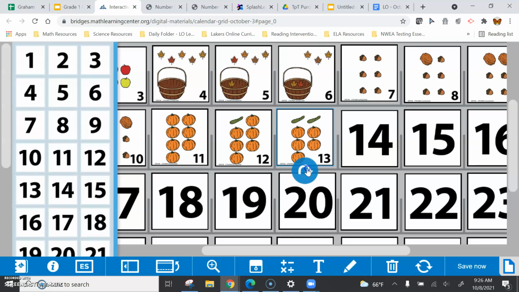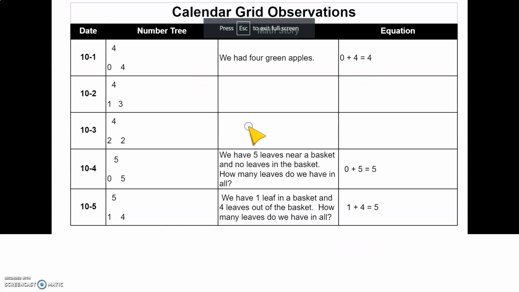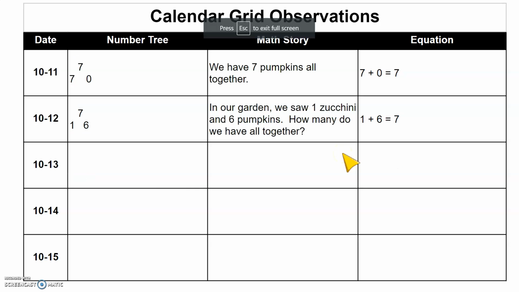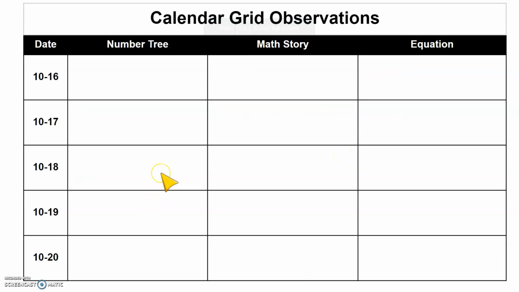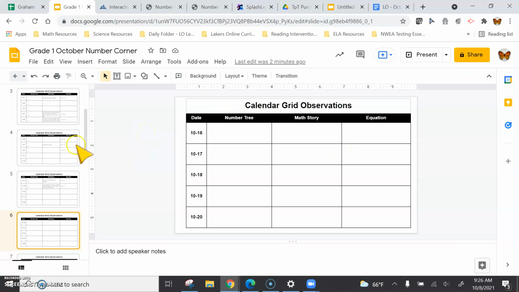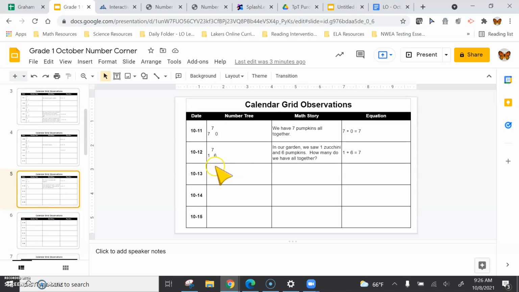Dun, dun, dun. Whoa! We have 2 zucchini and 5 apples. Oh my goodness. 2 zucchini and 5 apples. Sounds like a great thing to add to our chart. Here we go. We have a lot that we've been adding. So let's add on to the chart for today.